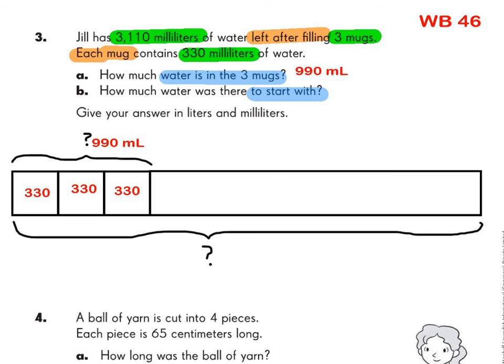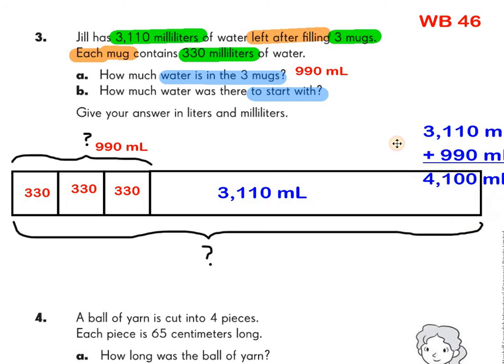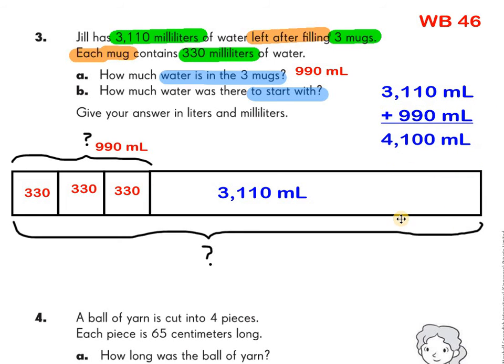Use the bar model to help you. I know that in order to solve the second step, I'm going to add the 990 milliliters to the 3,110 milliliters that she had left after filling up those 3 mugs. So I'm going to add those together. And this is what my answer is, 4,100 milliliters. Now, it says give the answers in liters and milliliters.